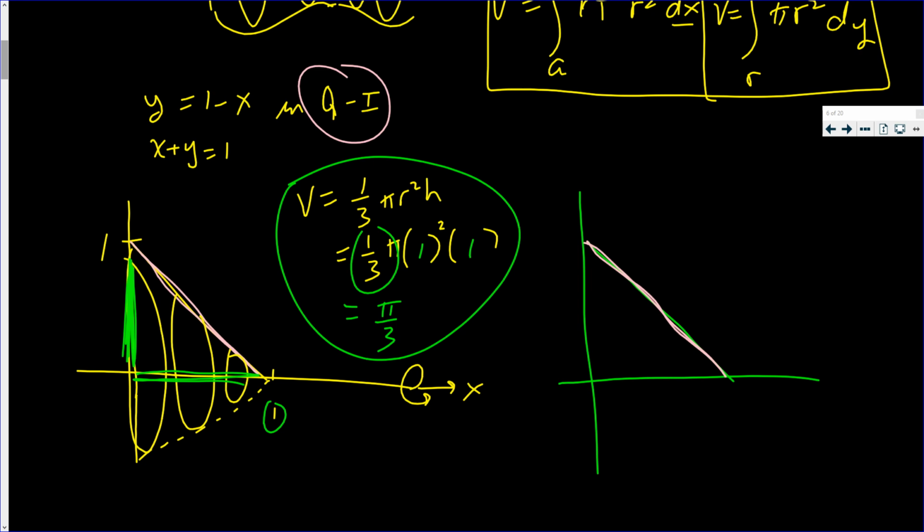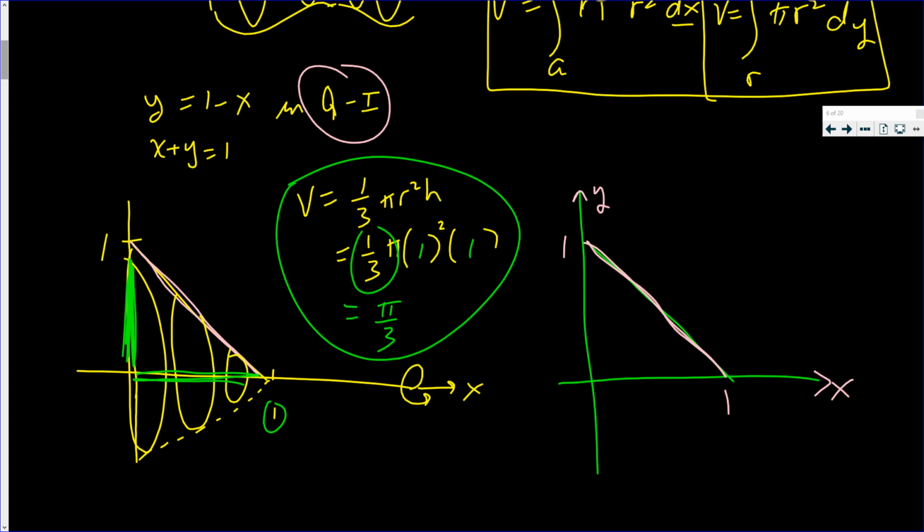And when you use the disk method, whatever line you're revolving around, the strips are perpendicular to it, at right angles. So since we're revolving around that bottom green line, we're going to put the strips vertically. And the formula is pi times r squared dx, because that's a delta x, and x is going from 0 to 1.